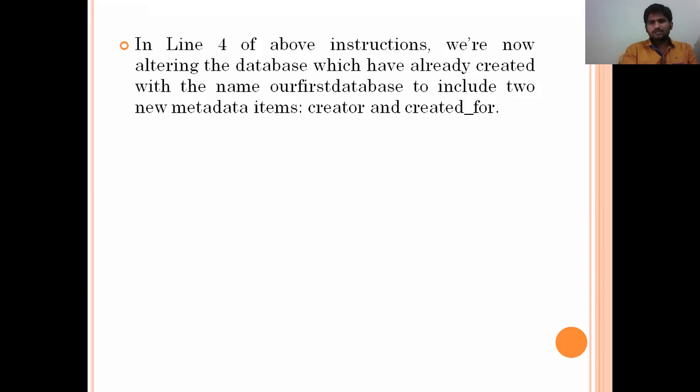Simply, in table terms, we can say two more columns were added into that particular metadata. So those two columns are creator and created for. Previously we already added first name, last name and employee ID. Then we gave two more items into that metadata: creator and created for.